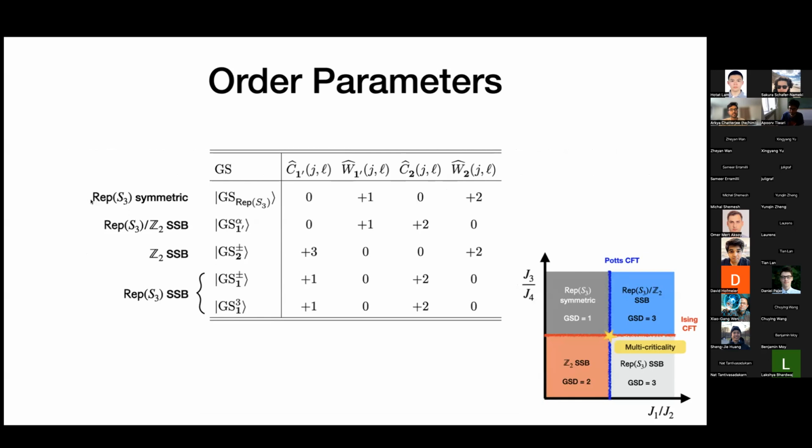So for instance, in the rep S3 symmetric phase, you have the disorder operators having a non-zero vev, whereas the order operators have a trivial vev. So there's no SSB. On the other hand, for the rep S3 SSB phase, the ground state manifold is 3-dimensional, and all of the states have a non-trivial vev for the charge type or order type patch operators here and here, but the disorder ones are trivial.